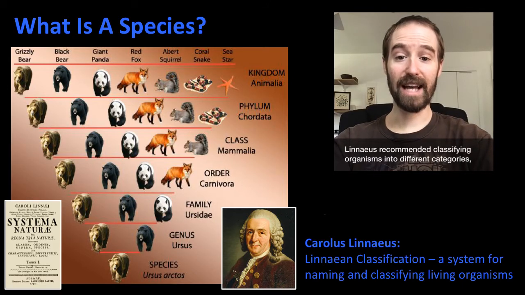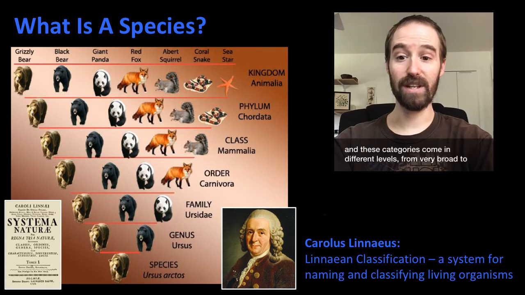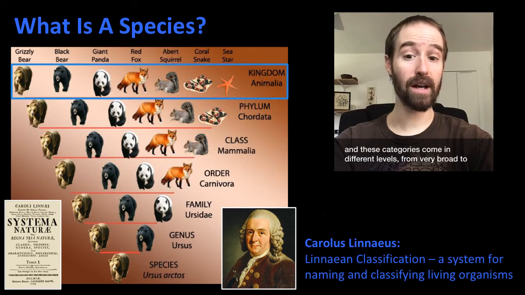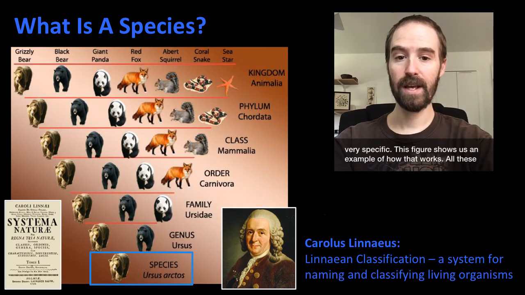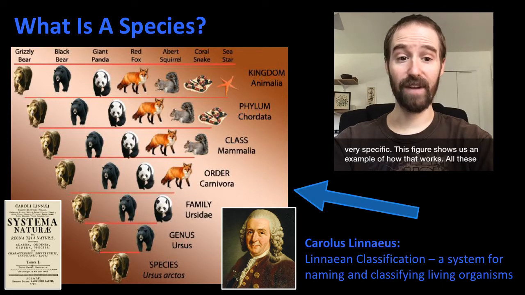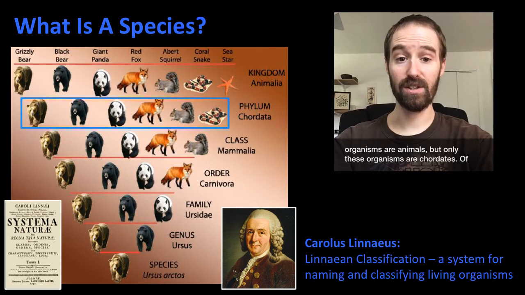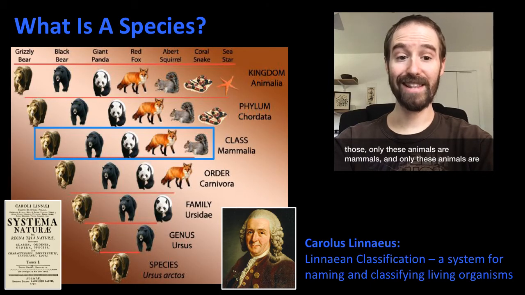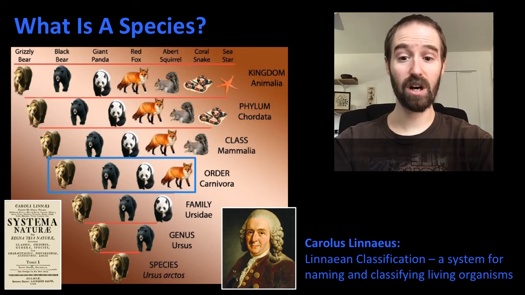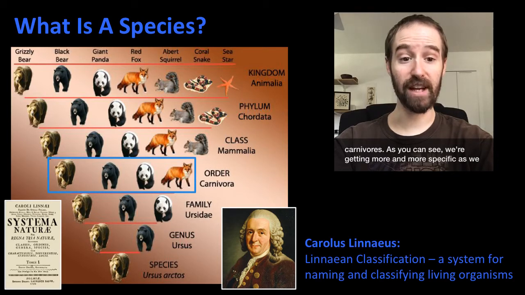Linnaeus recommended classifying organisms into different categories, and these categories come in different levels, from very broad to very specific. This figure shows us an example of how that works. All these organisms are animals, but only these organisms are chordates. Of those, only these animals are mammals, and only these animals are carnivores. As you can see, we're getting more and more specific as we go down these levels.